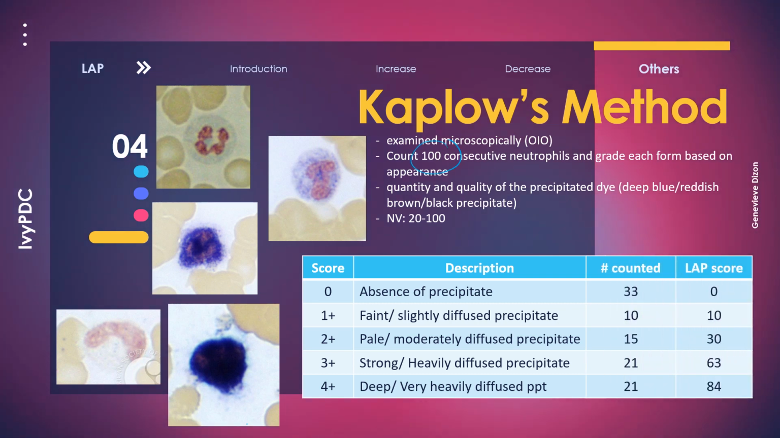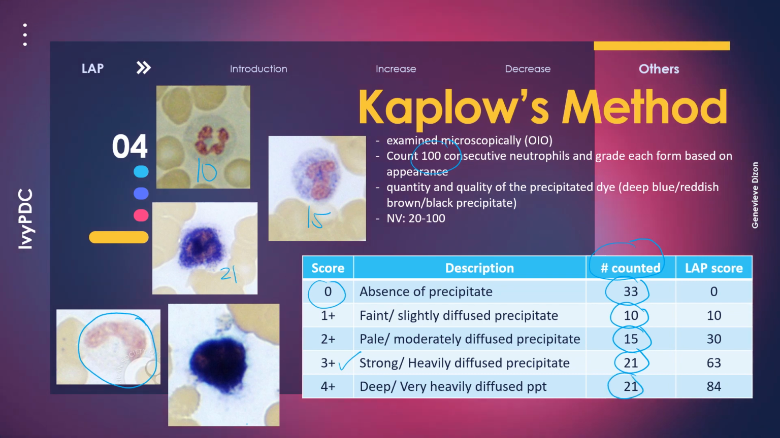So let's say this is the number of cells that we have counted in the smear. We have seen 33 cells that look like 0 or no appearance of precipitates, 10 cells that look like this, 15 cells with 2 plus, and 21 cells with a 3 plus description, and lastly 21 cells with this very intense precipitate present. So again, these are 100 cells.